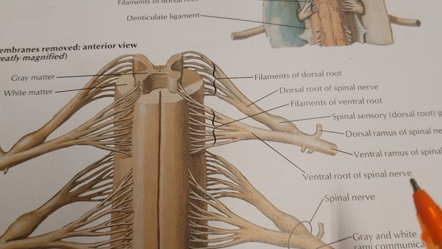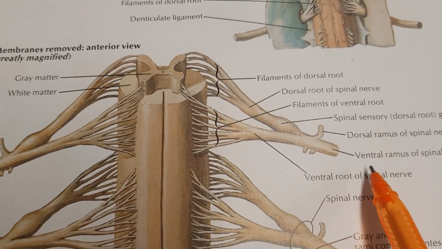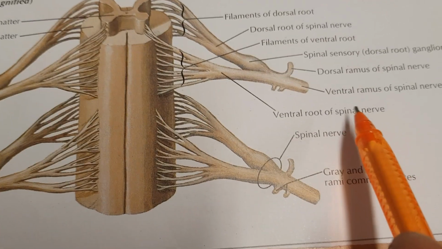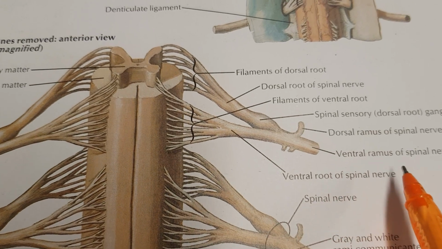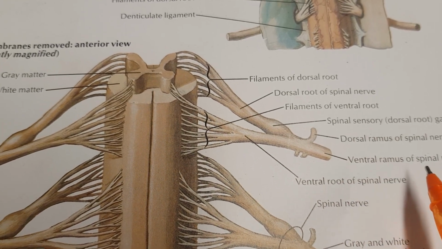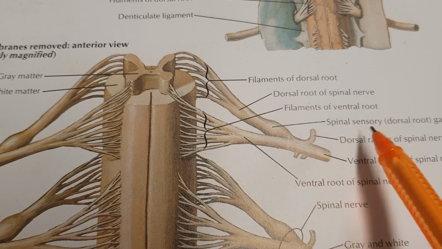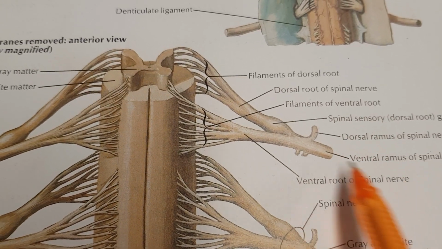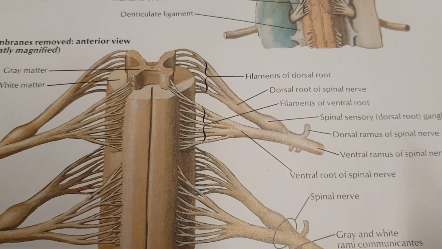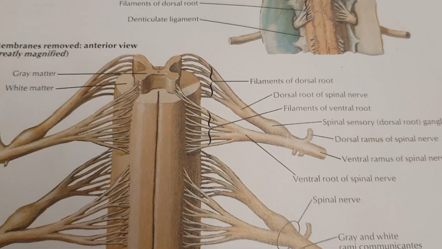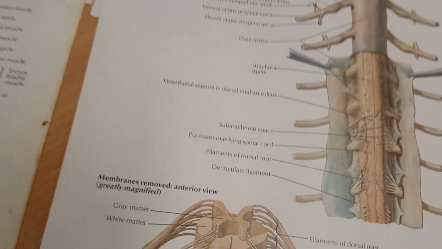So what is the root of the brachial plexus? The root of the brachial plexus is actually what we call the ventral ramus of the spinal nerve. The spinal nerve breaks into two: dorsal ramus and ventral ramus. The ventral ramus will become the part that will join to make the brachial plexus.